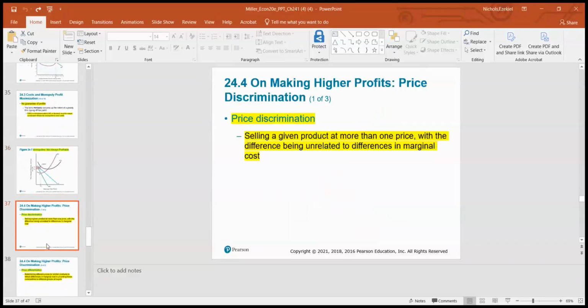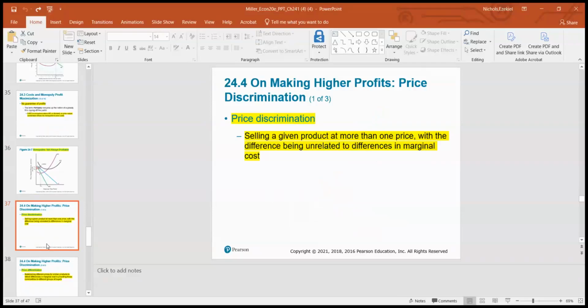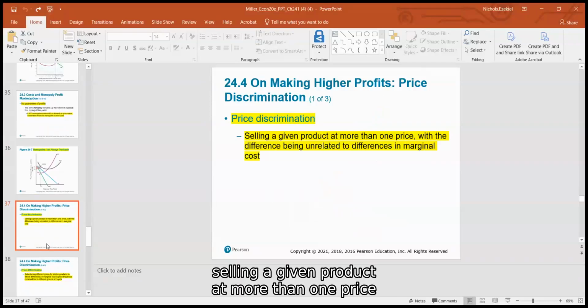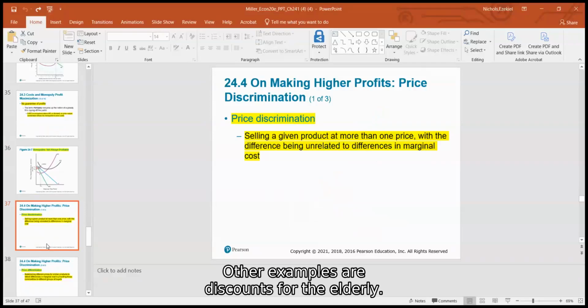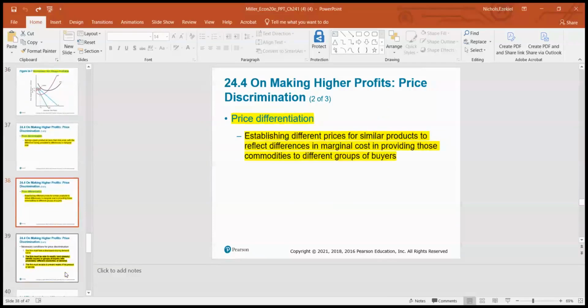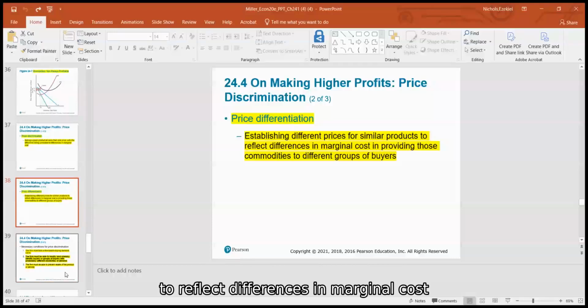All right, let's move on and talk about price discrimination and selling at a profit. Price discrimination is selling a given product at more than one price with the difference being unrelated to differences in marginal cost. For example, student discounts. Student discounts are a classic example of price discrimination. Other examples are discounts for the elderly. This is different than price differentiation, which is establishing different prices for similar products to reflect differences in marginal cost and providing these commodities to different groups of buyers.